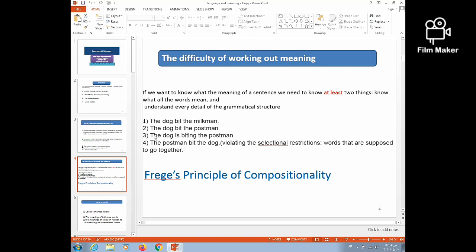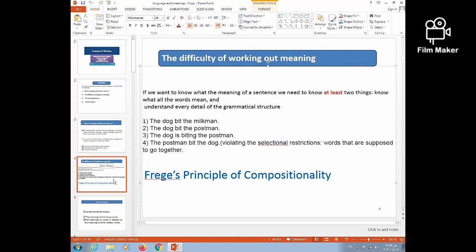So if you look at this example, the dog bit the milkman, the total meaning of this sentence is a result of adding the meaning of the, to the meaning of dog, to the meaning of bit, to the meaning of the, to the meaning of milkman. And also to make some grammatical decisions. For example, the and dog go together, the and milkman go together, bit and the milkman go together. So we must understand the syntax of the sentence, how words combine to make phrases, and how phrases combine to make clauses or sentences. This is what we mean by Frege's principle of compositionality, how words and grammar make meaning, and these are the least we can depend on in order to create and work out meaning.